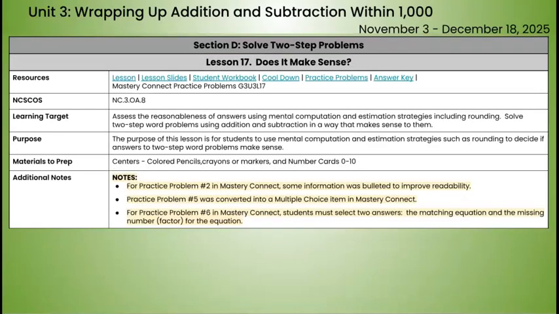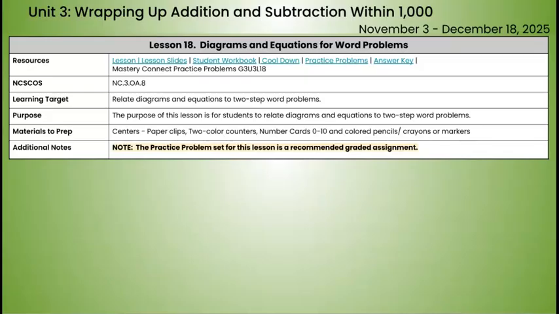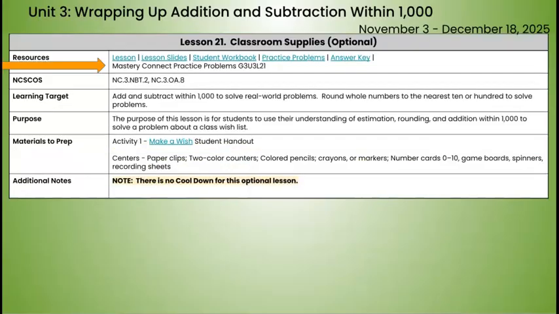The additional note could be about the TEIs, which are the digitized practice problems in Mastery Connect. TEI stands for Technology Enhanced Items. The additional note could be a reminder that the practice problems for a particular lesson are a recommended graded assignment as indicated in the K-12 assignment categories. Last but not least, the additional note may alert you if a lesson doesn't include a cool-down, like the optional Lesson 21 in Unit 3.